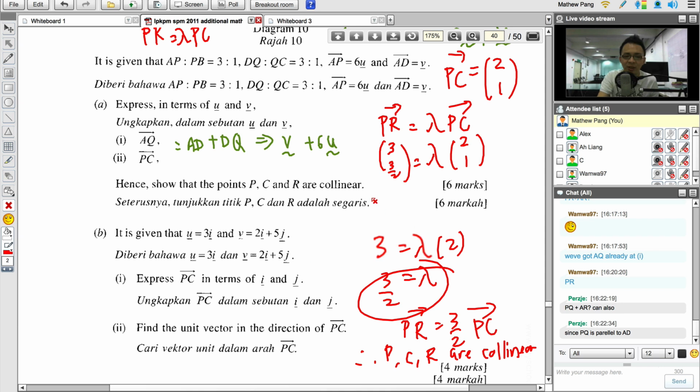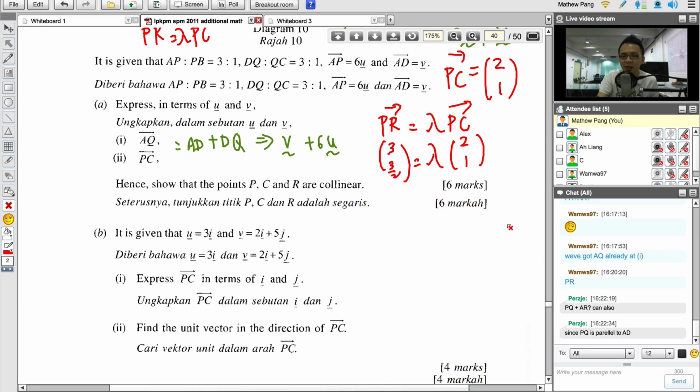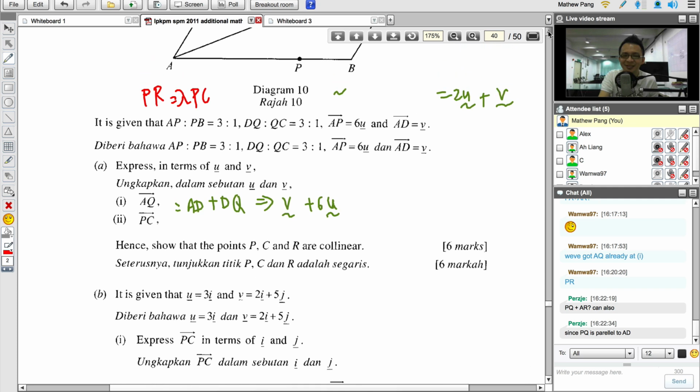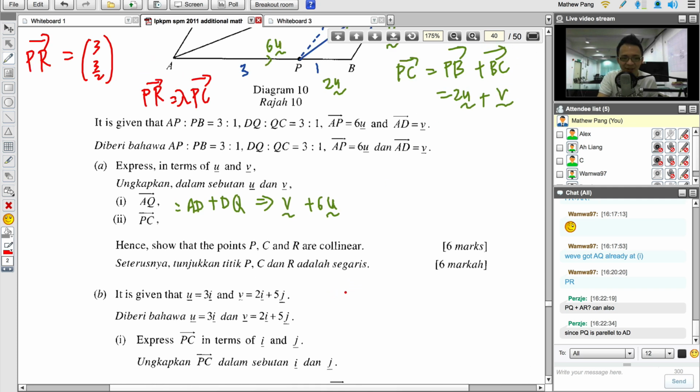Let's move on to the second part. This one I give you U equals, erase everything, my god. What's the PC again? Luckily I still got PC over here. PC is equal to 2U. What's my U? It is 3I plus V. My V is 2I plus 5J. So it's just 6I plus 2I is 8I, plus 5J. Then he asked you to express PC in this one. So you already done, PC will equal this one.